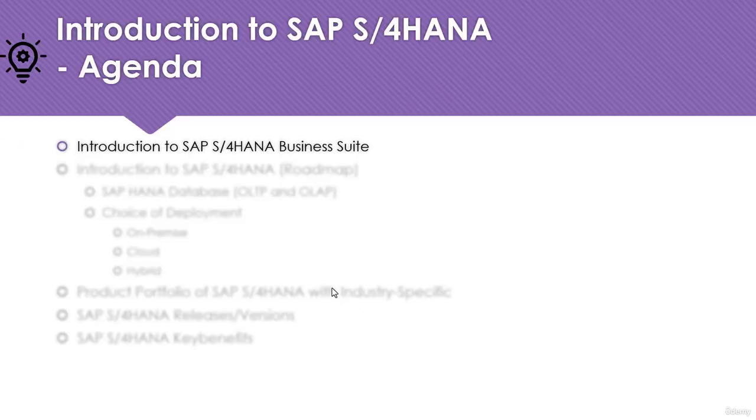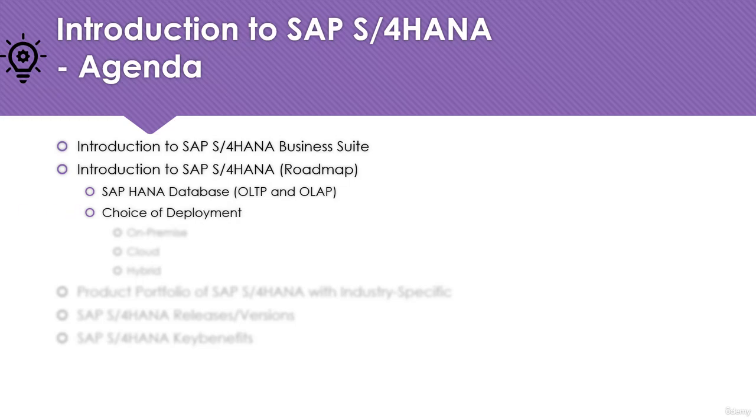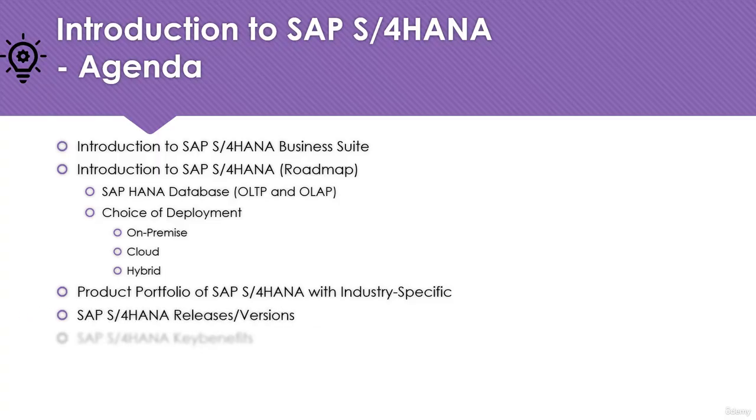First, I will give you an introduction to SAP S4HANA Business Suite. Then I will demonstrate the SAP S4HANA roadmap. I will also demonstrate the SAP HANA database in terms of OLTP and OLAP. Then the choice of deployment which we have for SAP S4HANA, such as on-premise, cloud, and hybrid. Then I will demonstrate the product portfolio of SAP S4HANA with industry specifics. And then I will show you its releases or versions to date. And then I will explain SAP S4HANA key benefits.